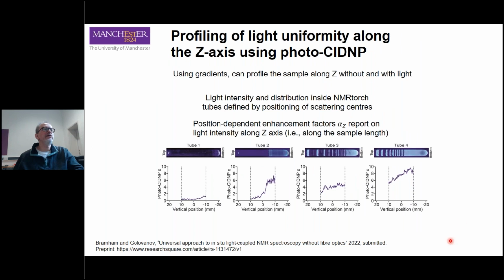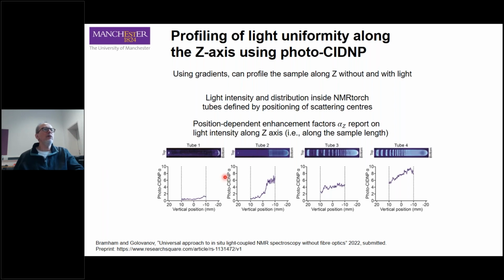So using the gradients in the spectrometer, we can actually image or profile the sample along its length, or z-axis, and that helps us to reveal the actual distribution of light intensity for a number of illustrative examples of various NMR torch tubes. And all of these are kind of relatively bad examples. So the source of light here is on the left. So light enters in that direction from left to right.